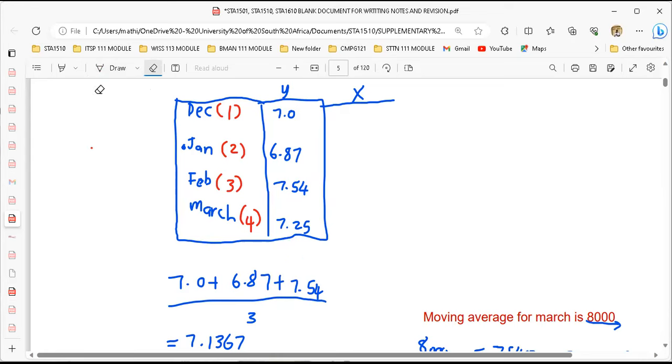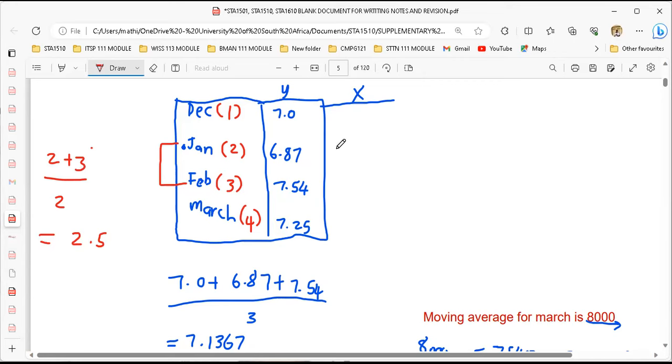So let's find the transformed x values. Very interesting. We have 1, 2, 3, 4. Let's find the middle period. Our middle period is between 2 and 3. So we have to find the middle period by saying 2 plus 3 divided by 2. So it's 5 divided by 2, and it's 2.5. That's our middle period. It means now we are dealing with even.